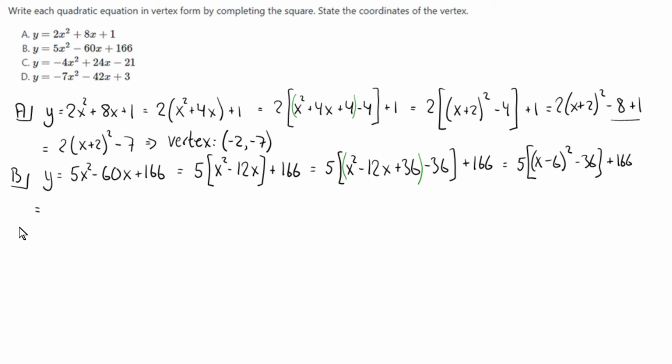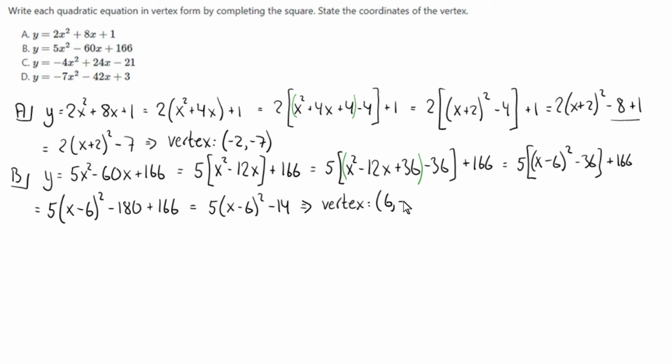Now we bring the 5 back into the bracket by using the distributive property. So we're going to get 5 times x minus 6 squared. And then we have negative 36 times 5, which is negative 180, plus 166. Combine the numerical constants. So negative 180 plus 166 is negative 14. And our coordinates of the vertex are 6 and negative 14.